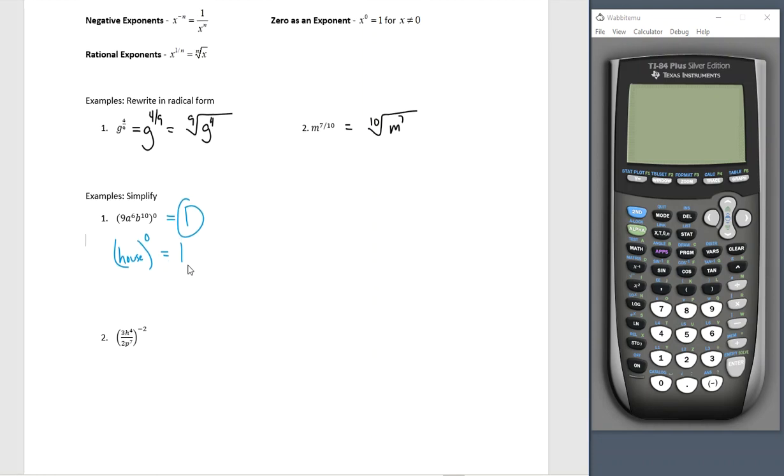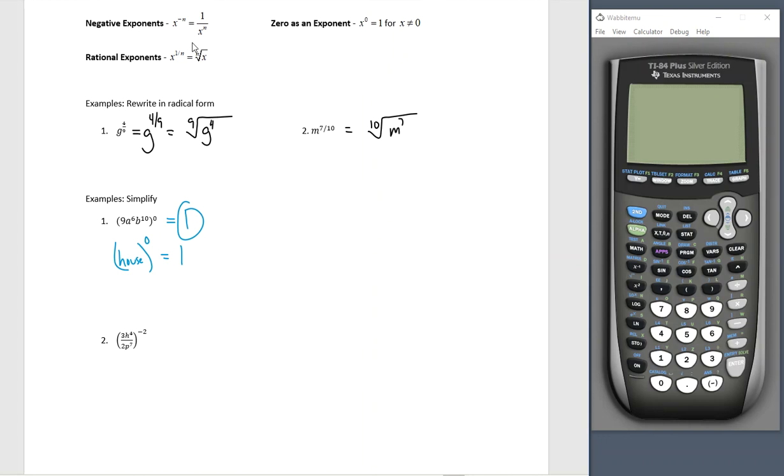All right, so negative exponent. X to the negative n is 1 over x to the n. So we think of this frequently as a reciprocal. The reciprocal means just flip it over. So if we take it across the fraction bar, the exponent becomes positive.